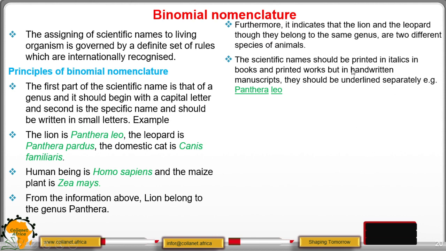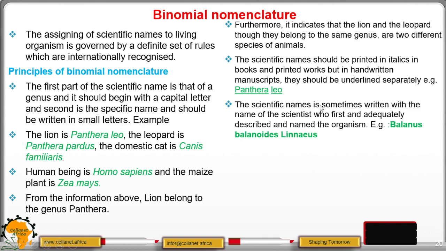The second rule is that the scientific name should be printed in italics in printed books and in handwritten manuscripts. But in handwritten manuscripts, they should be underlined separately. Look at mine here. This work is typed and if it should be printed, they should appear italicized. But if you are writing yours, then underline separately.